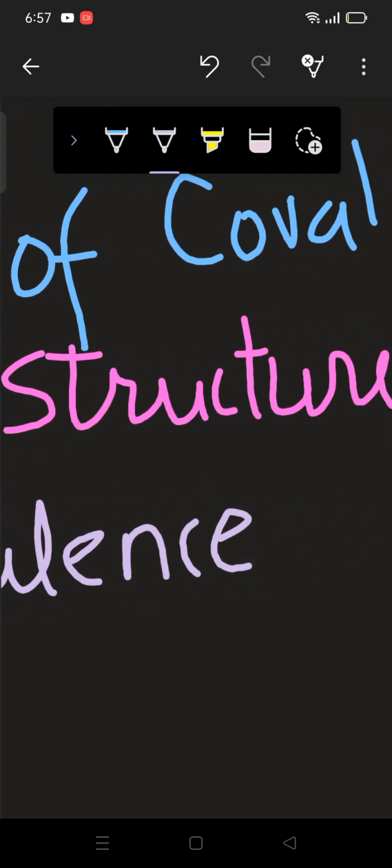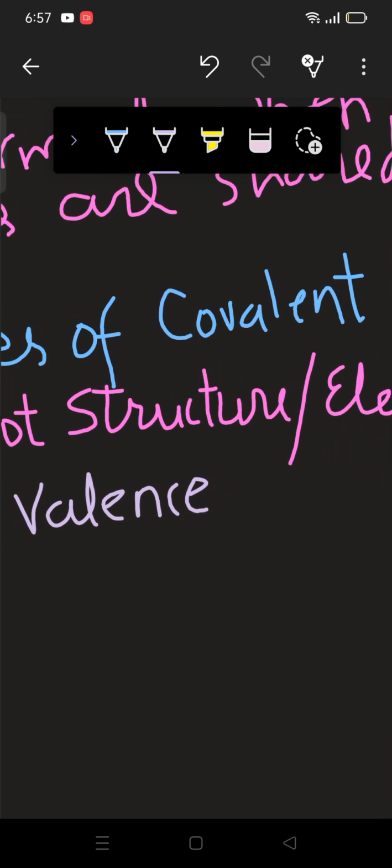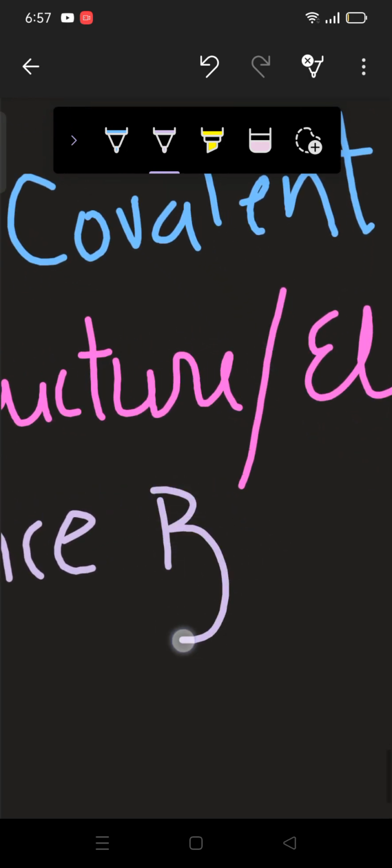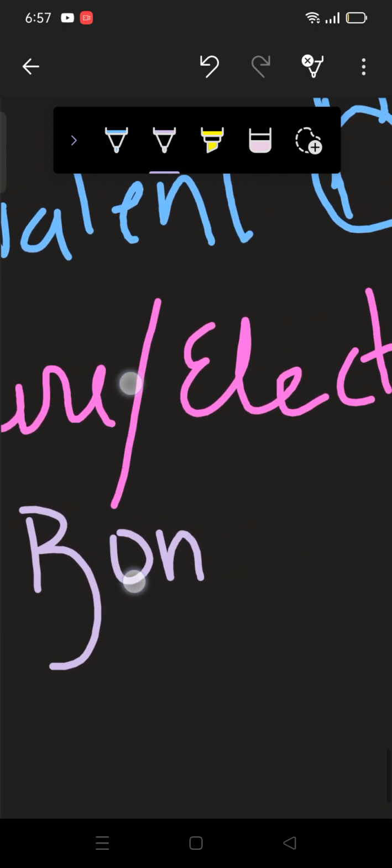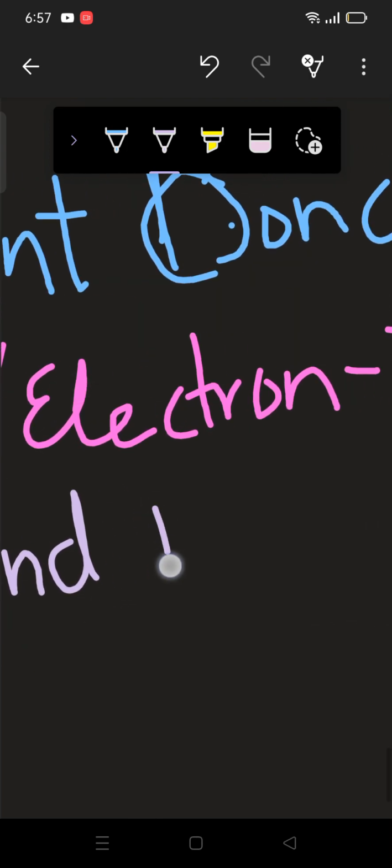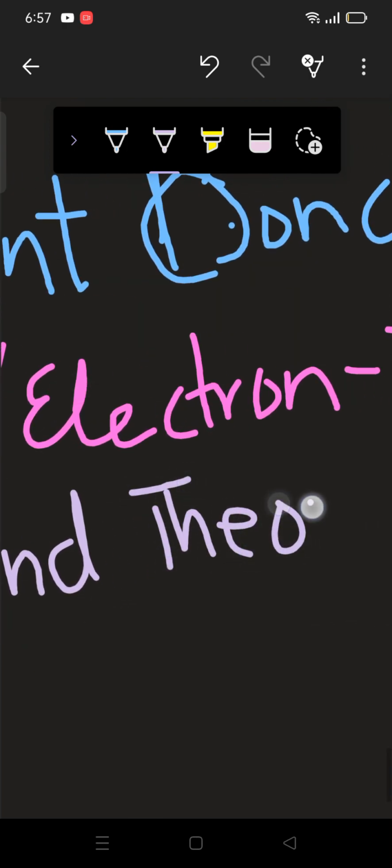We're going to deep dive into it and discuss each and every theory in great detail. This is just an introduction to the theories of covalent bond. So, valence bond theory, VBT.